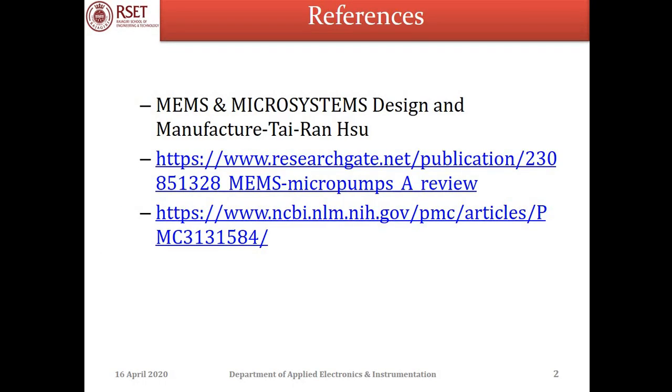So in our last class, we had discussed microfluidic systems as well as micropumps. In today's class, I am again going to highlight different types of micropumps. The references that I am using in this presentation include the reference text as well as a few research papers. Now these research papers are purely used to explain the concepts regarding the different micropumps.